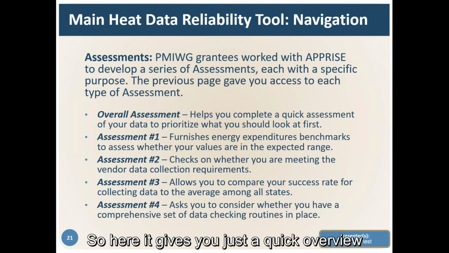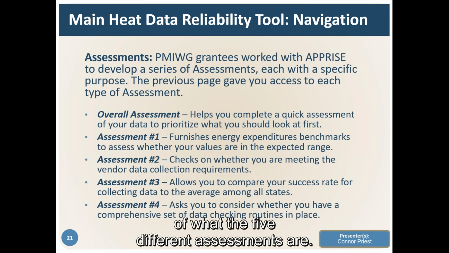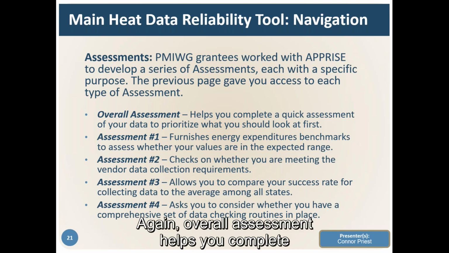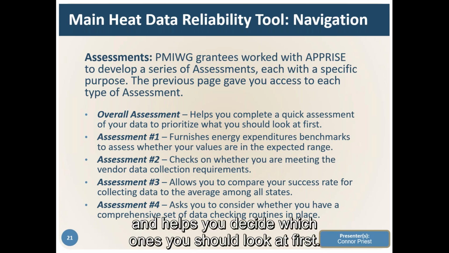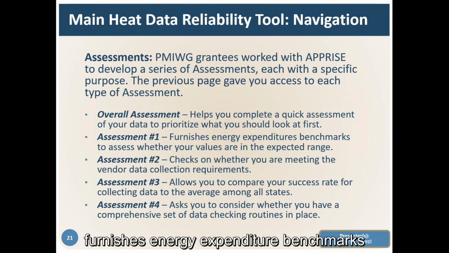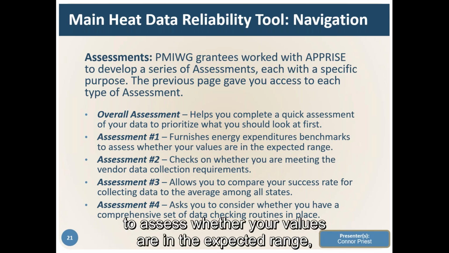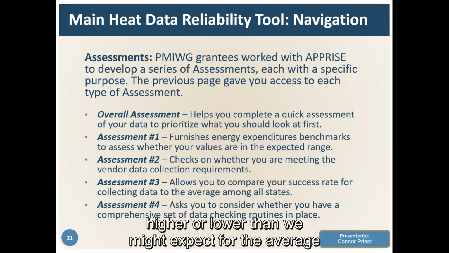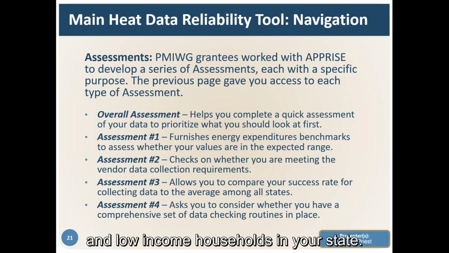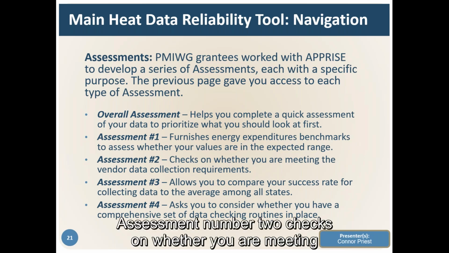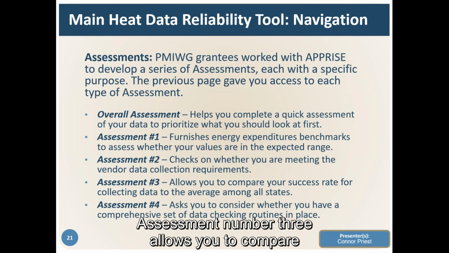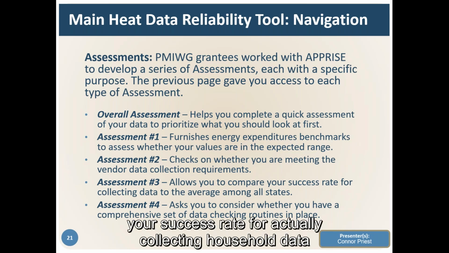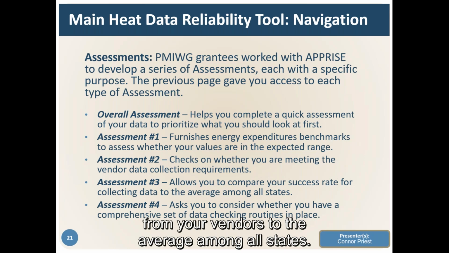Here it gives you a quick overview of what the 5 different assessments are. Again, the overall assessment helps you complete a quick screener of all your data from the other 4 assessments and helps you decide which ones you should look at first. Assessment number 1 furnishes energy expenditure benchmarks to assess whether your values are in the expected range, higher or lower than we might expect for the average low-income household in your state. Assessment number 2 checks on whether you are meeting the vendor data collection requirements that are outlined by OCS. Assessment number 3 allows you to compare your success rate for actually collecting household data from your vendors to the average among all states.